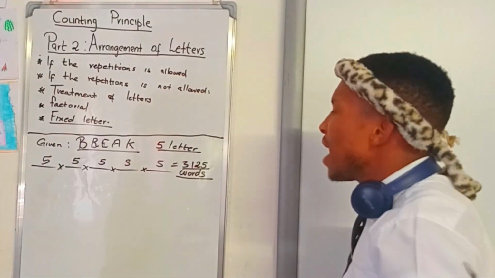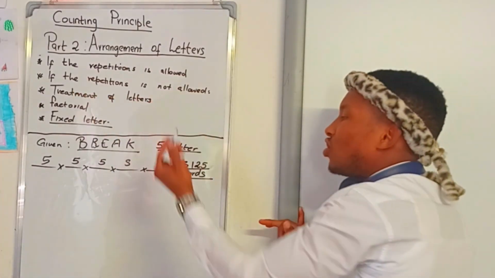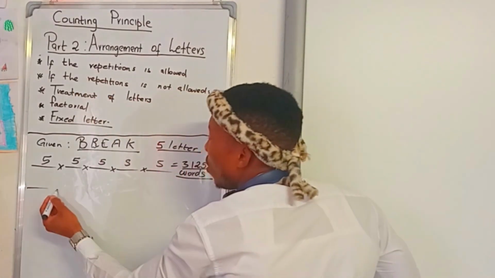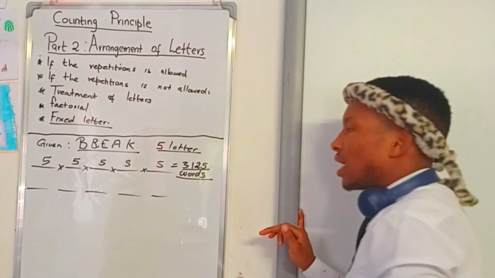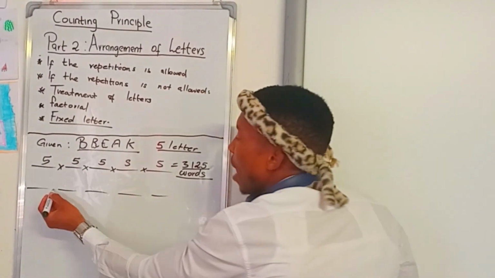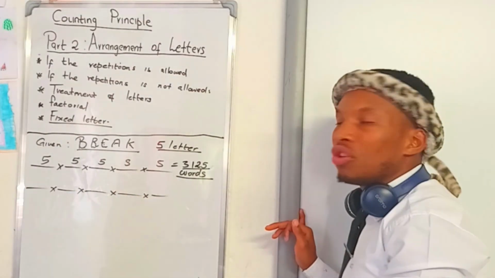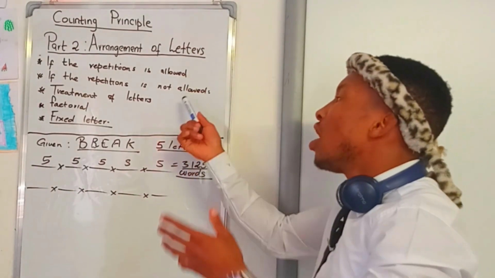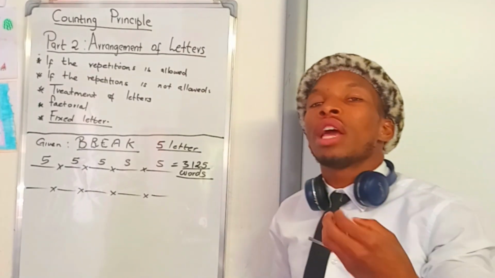All right. Then after that, what you are going to do if the repetition of letters is not allowed, we are going to draw the horizontal lines. As you see, we have 5 horizontal lines. Between the horizontal lines, we put a multiplication sign as usual. Then the repetition is not allowed. That means that the letter we are going to use only once.